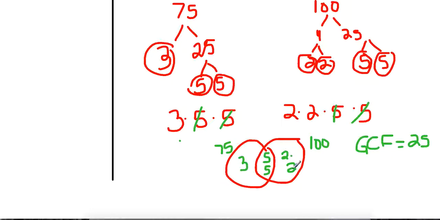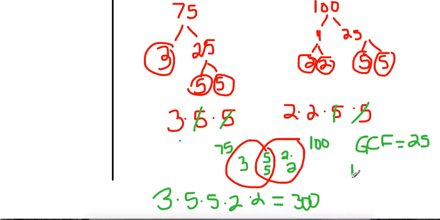Now what I need to do is multiply all of those numbers together that are in the circle. So I would take 3 times 5 times 5 times 2 times 2. So I'm going to write it here. 3 times 5 times 5 times 2 times 2. And when I do that, I get 300. So that tells me my least common multiple would be 300. It's easier doing it this way than making a list because the number gets so big.